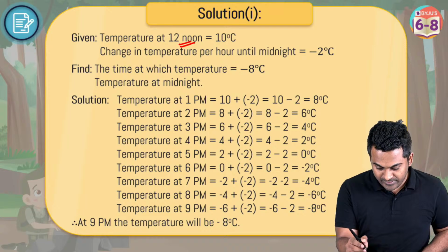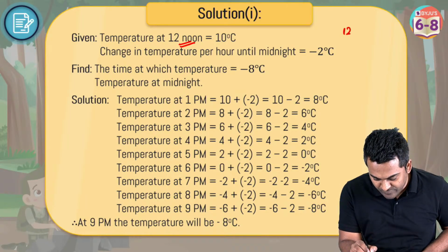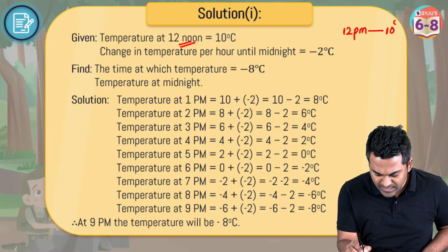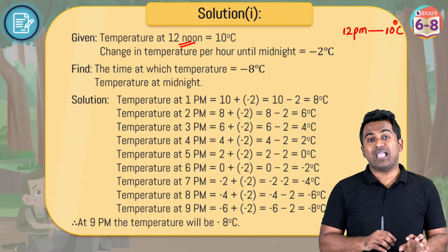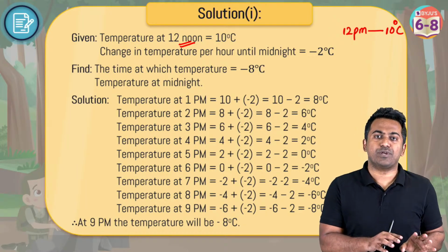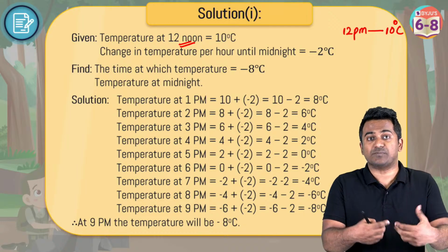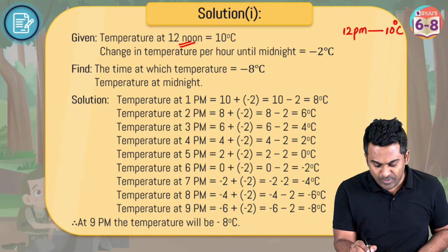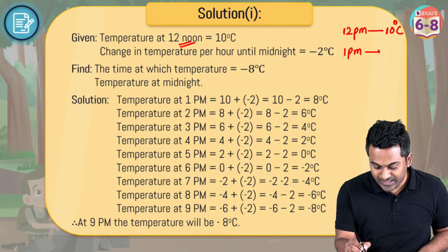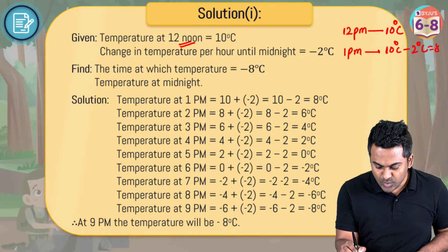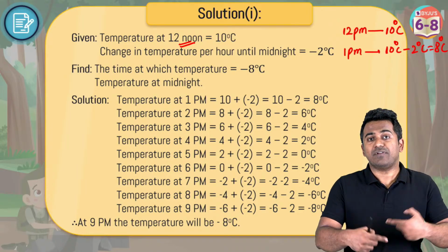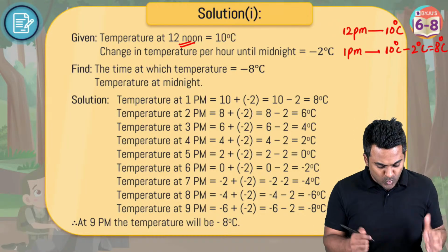10 degrees centigrade, right? So this was the temperature at 12 noon, which we can call 12 p.m. So 12 p.m. the temperature was 10 degrees centigrade. Now, every hour the temperature is going to decrease by 2 degrees centigrade. So 12 p.m., after that 1 hour is going to be what? 1 p.m. So the temperature will be what? 10 degrees centigrade minus 2 degrees centigrade. So now the temperature will be 8 degrees centigrade. And like that, every hour it's going to drop by 2, right?